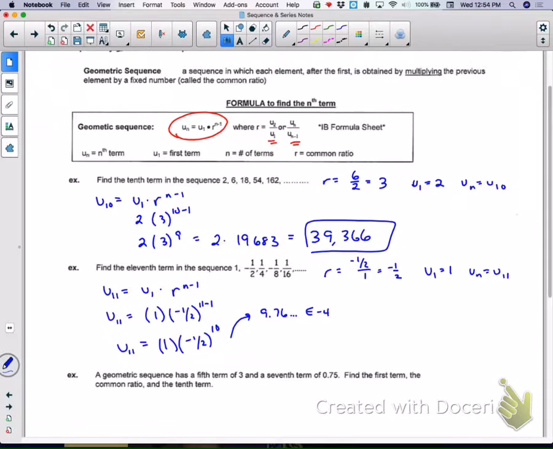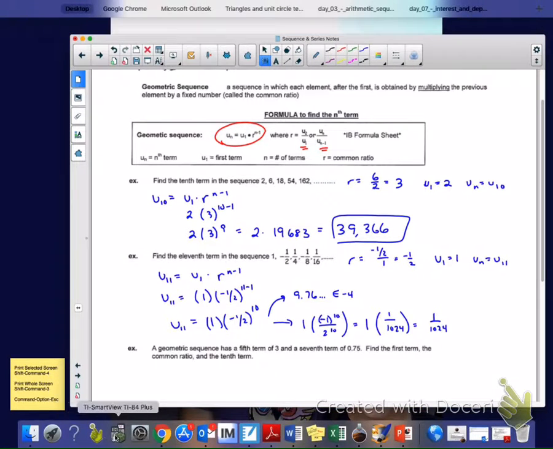And I'll show you how to do that here in a minute, or you're going to take 1 times negative 1 to the 10th power over 2 to the 10th power. Well, 1 times negative 1 to the 10th power is a positive 1. 2 to the 10th power is that. So the answer would just be that. Now let me show you how you would do that in the calculator.